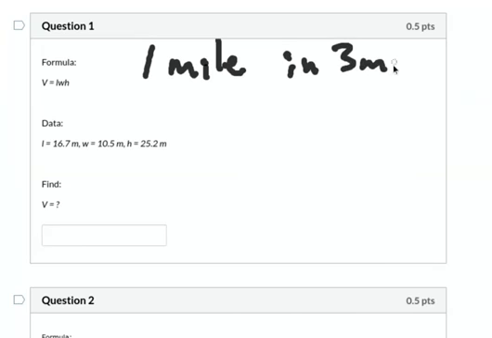Wow, that was thunder. I don't know if you can hear that or not. I could walk 1 mile in 3 minutes.